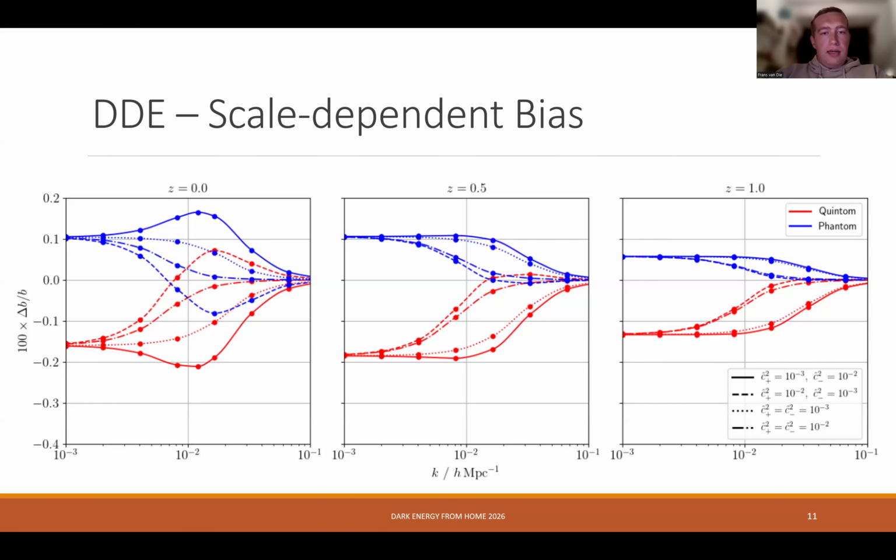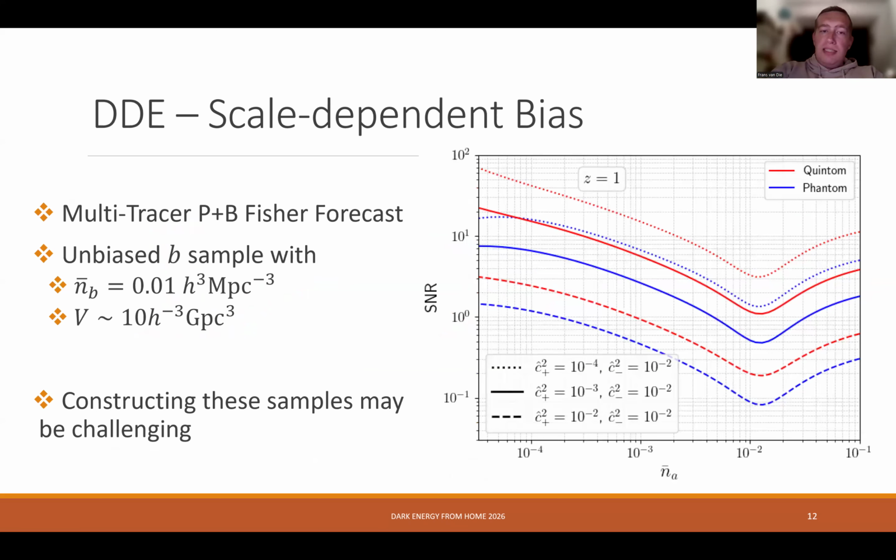Now, in order to estimate the observability of this effect, we ran a Fisher forecast, including both the power spectrum and the bispectrum of a multi-tracer sample. So in our case, we took two samples, an A sample and a B sample, where for the B sample, we took an unbiased sample, so a bias of 1, with a density of 0.01 inverse megaparsec cubed, and a survey volume of 10 gigaparsec cubed.